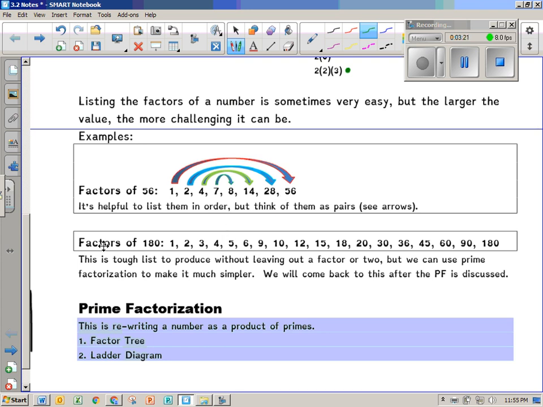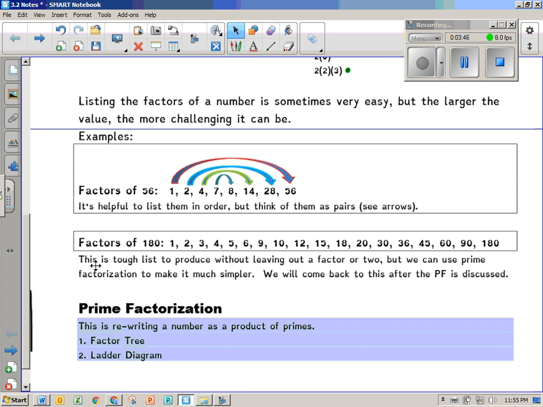When you get to a number really large, like 180, that's really a problem for students to list all of this. Actually, it's a problem for all of us. So it's a pretty tough list. So we're going to learn a little bit about prime factorization, and then we'll come back to this list, and I'll show you how you can use prime factorization to make the creation of that list a lot simpler.